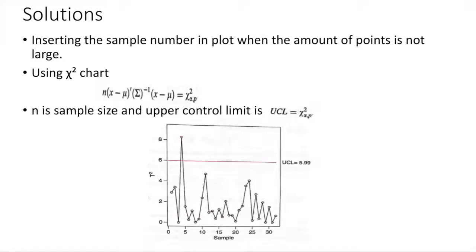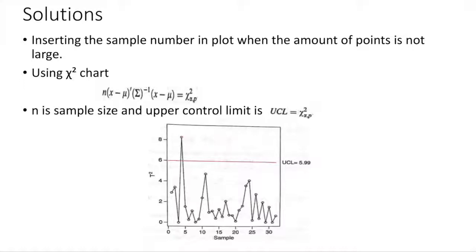When we use the chi chart, the equation becomes this. Before, the equation was simpler; there was a little change. In this equation, we just multiply by n, where n is the sample size, and the upper control limit is chi-square, which depends on alpha and p. Alpha is the significance level, and p is the number of random variables.